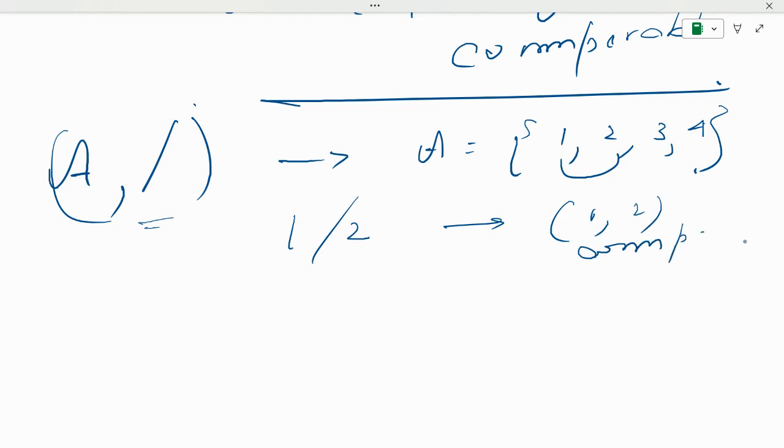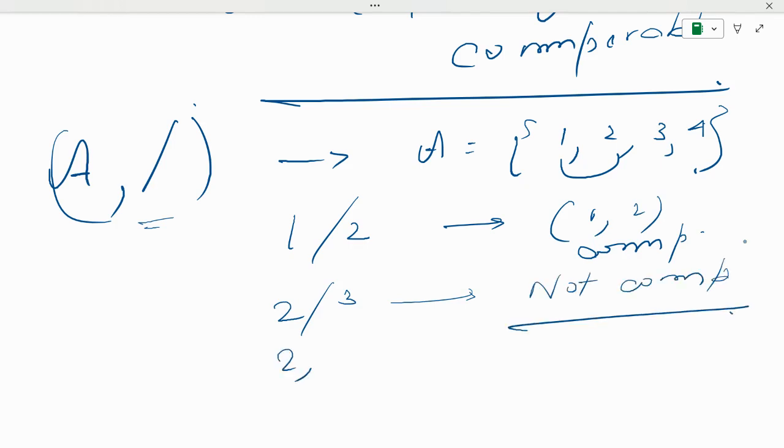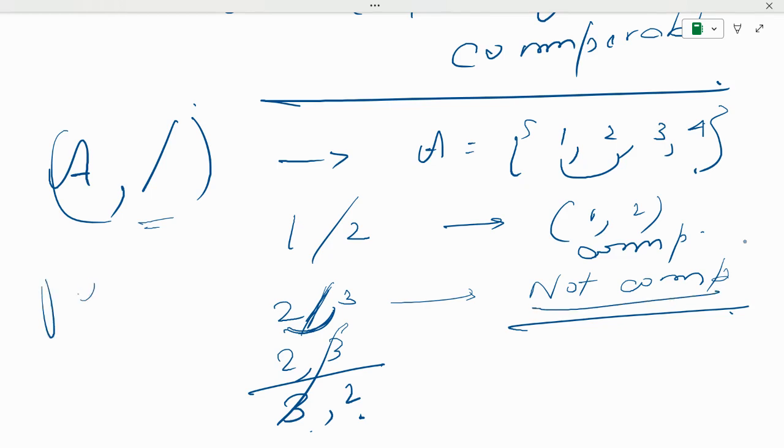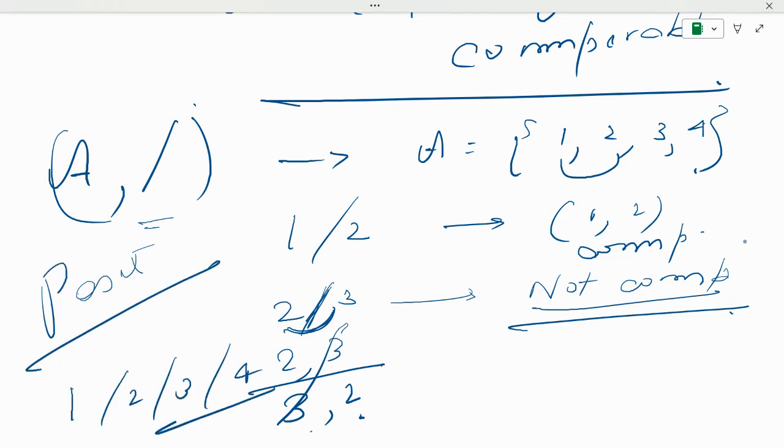But if we take 2 and 3, these are not comparable. Why? Because if we take either 2, 3 or 3, 2, 2 doesn't divide 3, and 3 doesn't divide 2. So for both cases, the division operator is not valid on this pair, so it is not comparable. Here it is not a Toset, but it is a Poset. 1, 2, 3, 4 under division is a Poset and not a Toset.